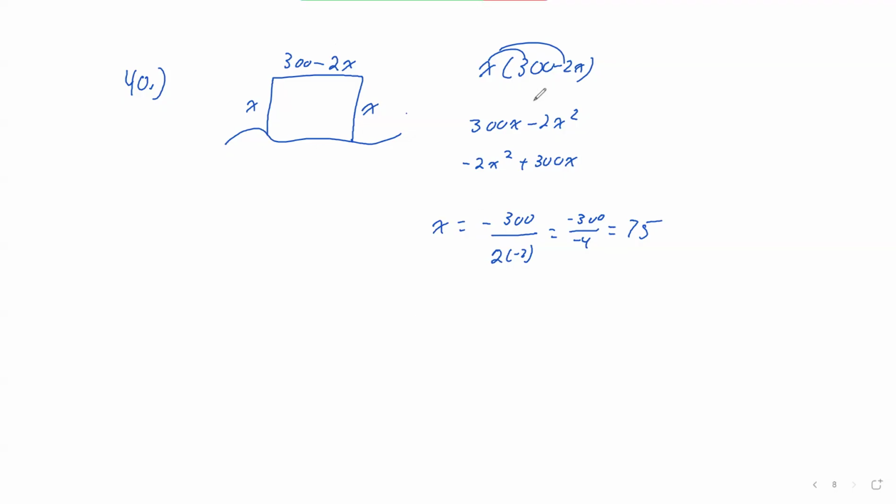Then I just need to plug it into the equation. You can plug it into either one. I think I'm going to plug it into this one. I'm going to say 75 times 300 minus 2 times 75. So that's 150. So that would be 75 times 150, and that would give me 11,250.